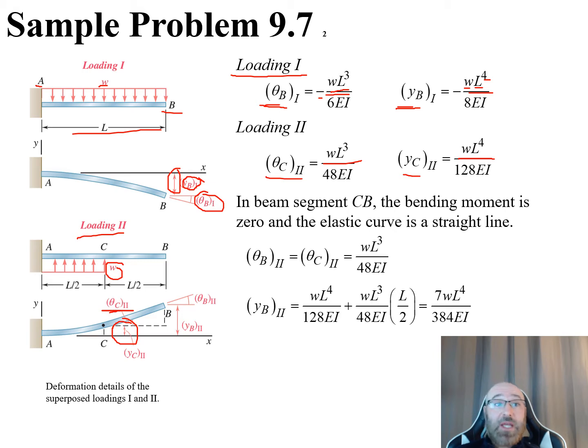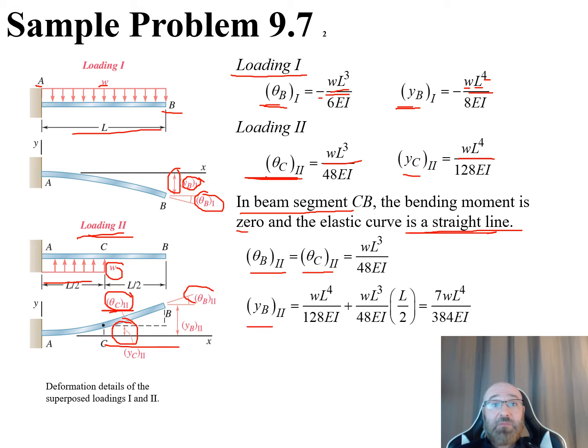Now, if we're looking at the second half from C to B for our loading 2, the beam segment CB, the bending moment is 0. You only have the load at the beginning from A to C, and the elastic curve is a straight line. So from that, we can say that our theta sub B is equal to our theta sub C for this part, loading 2. So this is going to be equal to our theta B as well. That angle isn't going to change, because this is going to be a straight line going from B to C, so it's going to be that same angle.